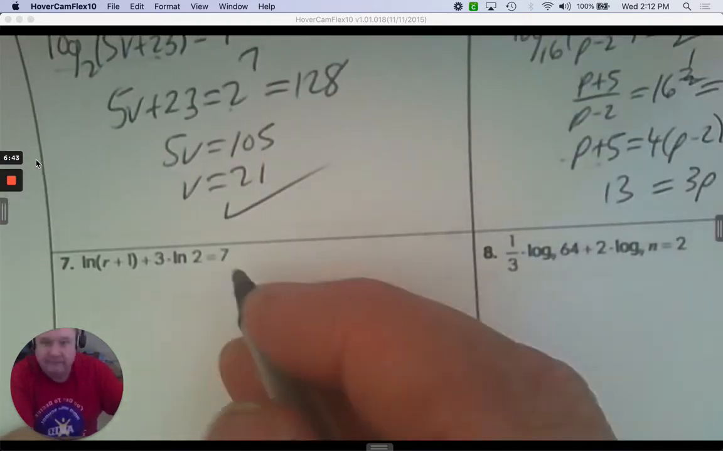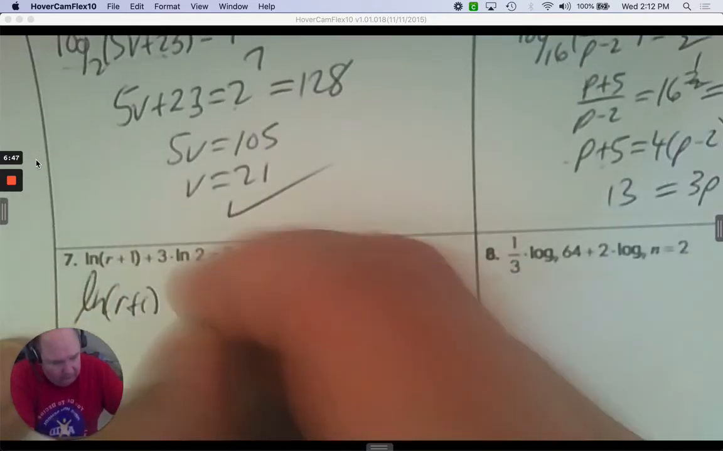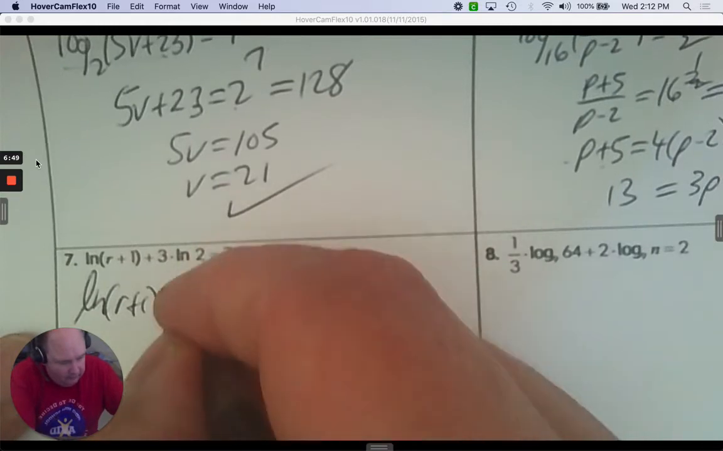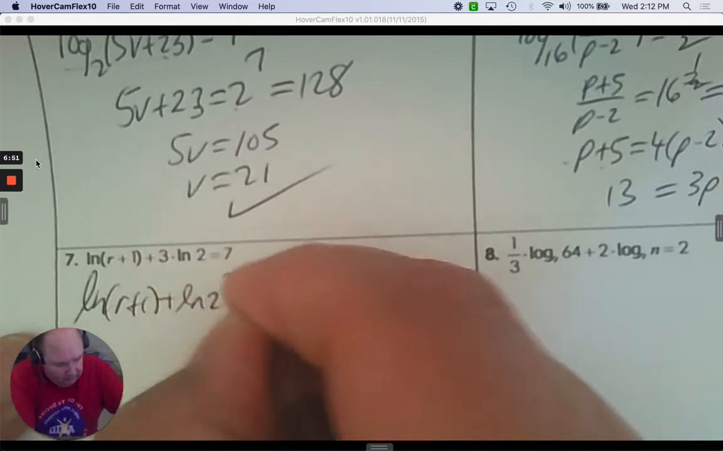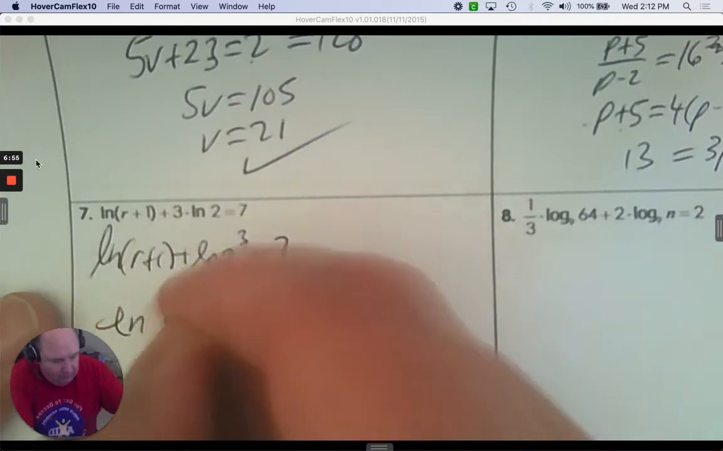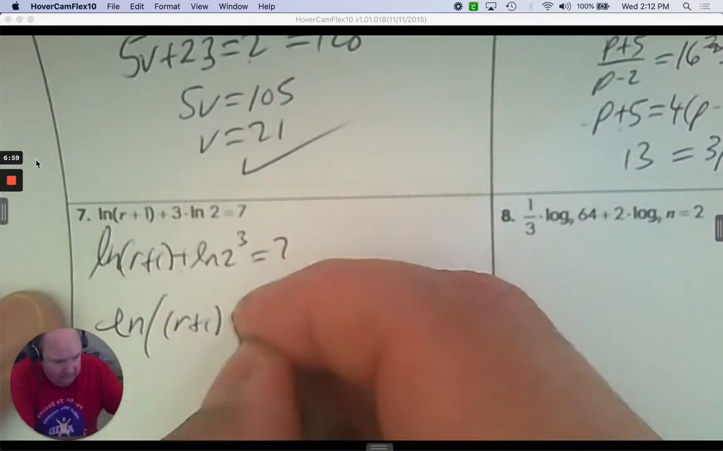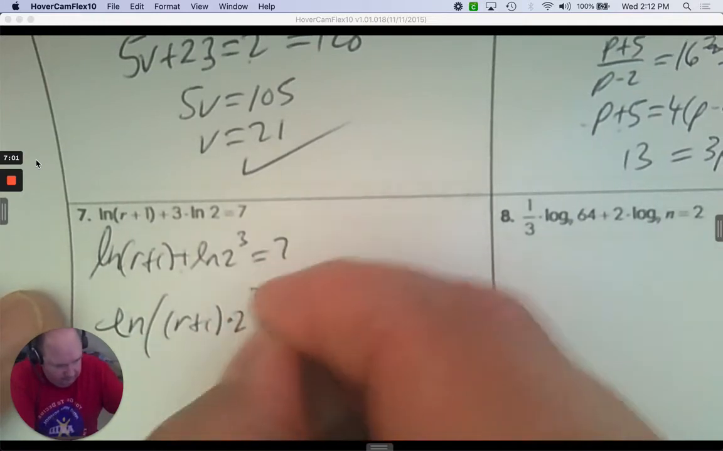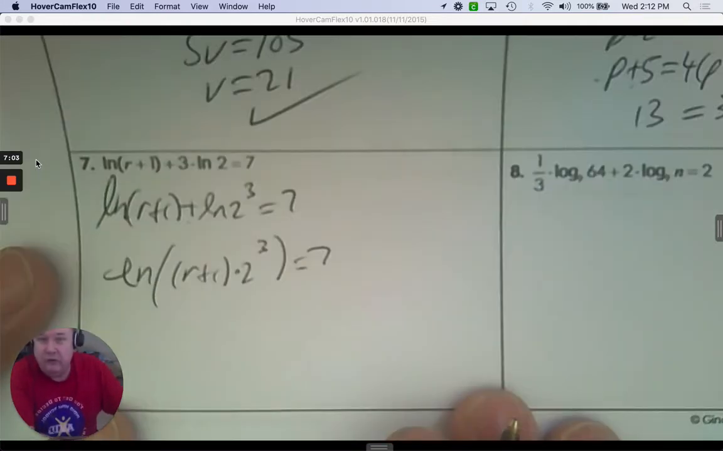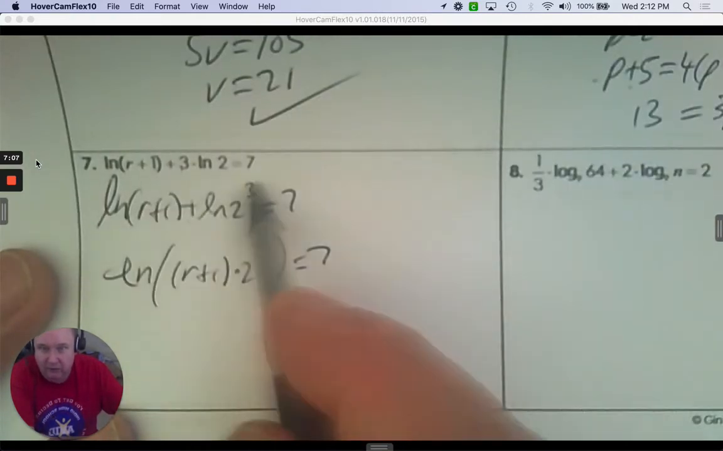Number 7. Ln has a base of e. So you have ln r plus 1. Now, this 3 can actually belong as an exponent inside. So that's one property. The other property is when you're multiplying and you're adding, you can multiply them together. So there's the two properties together. So the 3 becomes an exponent. When you add, you multiply it together.